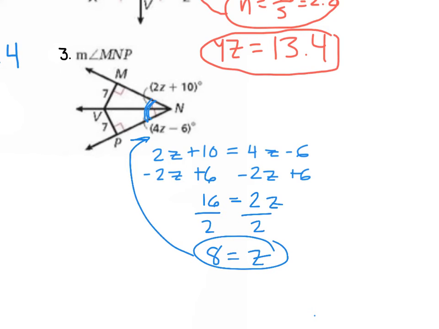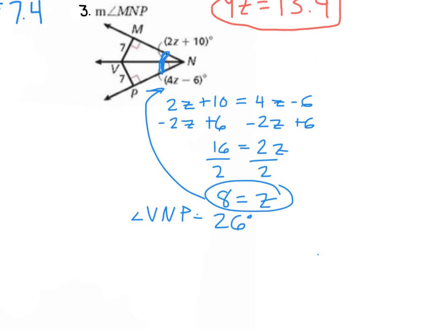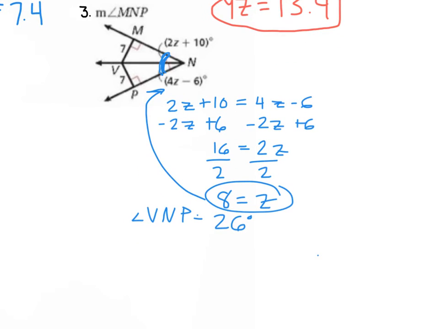And what do we get for angle VNP when we plug it in? 26. But we need to find the two angles added together. So what do we need to do to 26? Multiply it by 2. So what do we get for the measure of angle MNP? 52. Perfect.